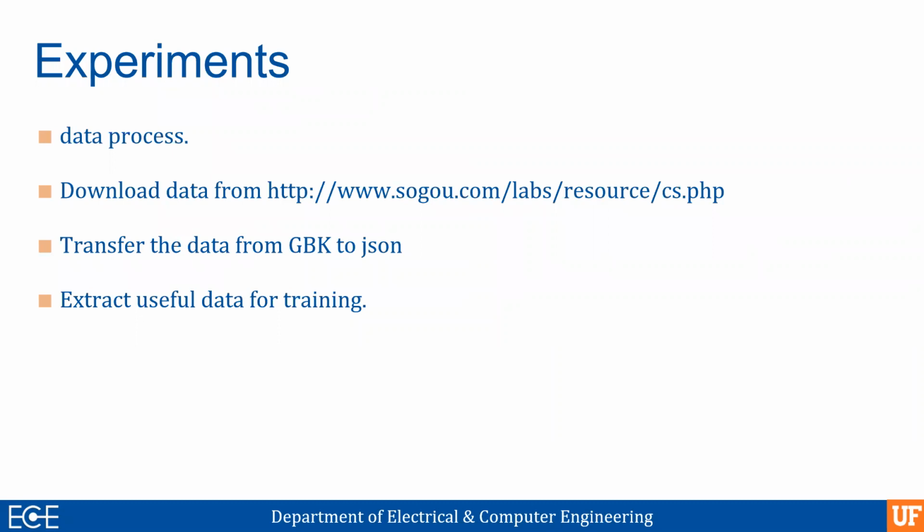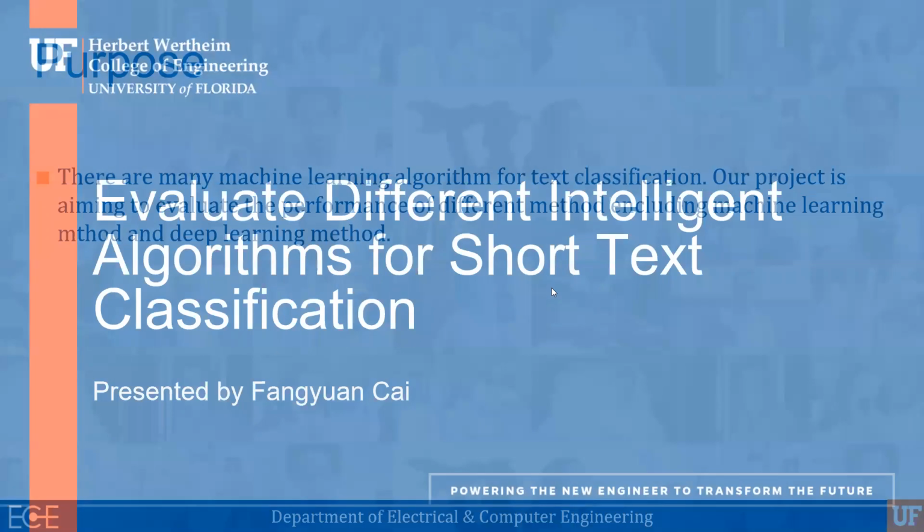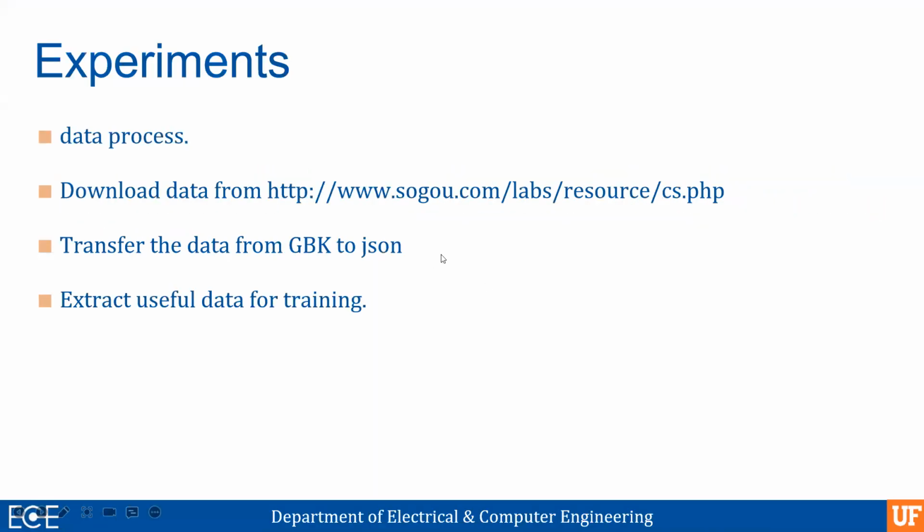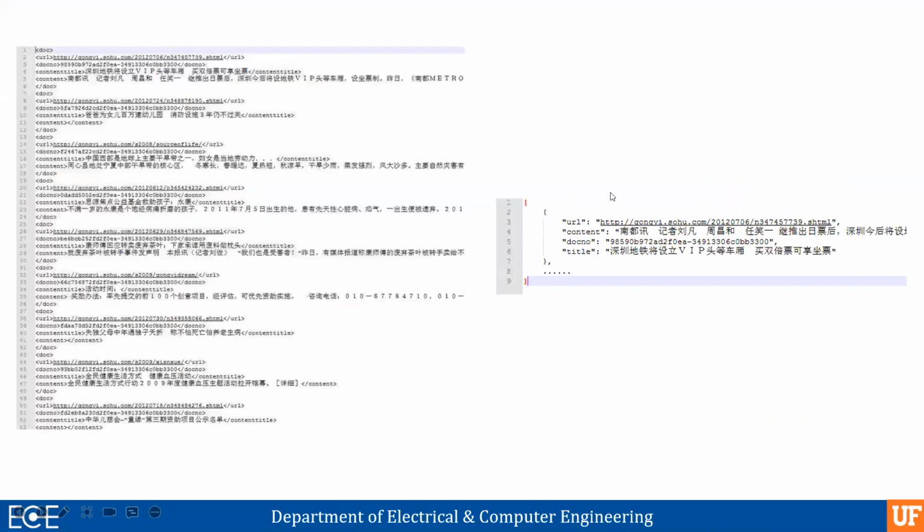So in order to manipulate the data, we can transfer it to a JSON file like the right one, and we can put it in a dictionary. If we are searching for the URL, it will output this. And if we are searching for the text content of the news, it looks like this.